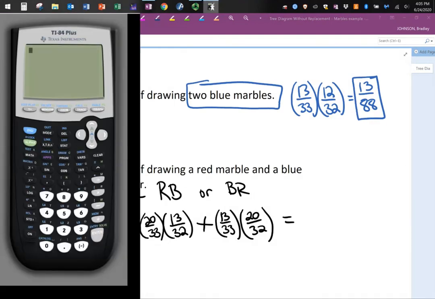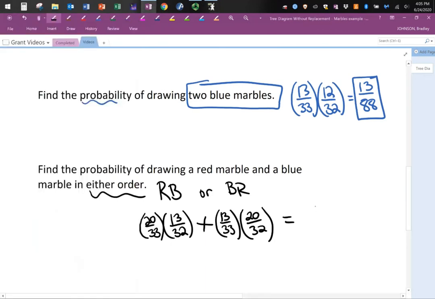So we can take our calculator and we will multiply 20 out of 33 multiplied by 13 out of 32 and add it to 13 out of 33 multiplied by 20 out of 32. Hit enter, it's about 0.49, but we like the exact answer, so math, fraction, enter. We get 65 out of 132.